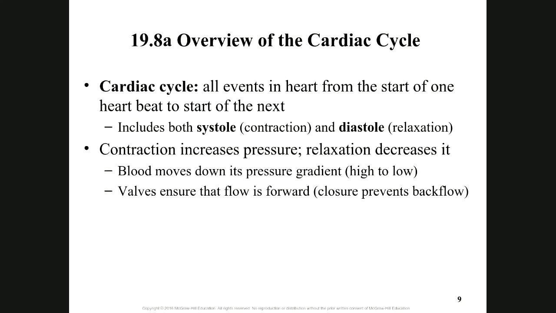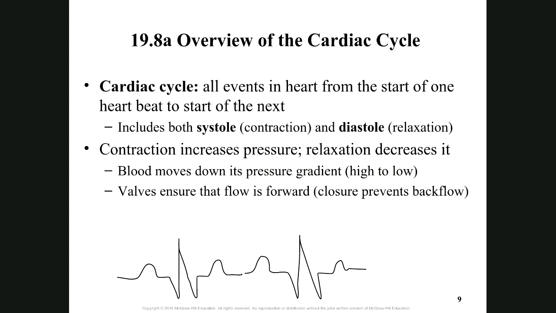Now, I want to talk about the cardiac cycle. The cardiac cycle is all the events in our heart from the start of one heartbeat to the start of the next one. If you remember the previous EKG, it's like this. We have P wave, QRS complex, and T wave. And after that, we have the next wave, which is like this. So the time from the start of the first P to the start of the next P is called one cardiac cycle.